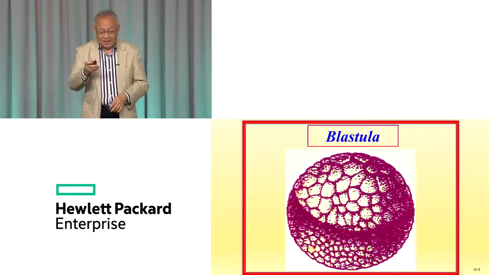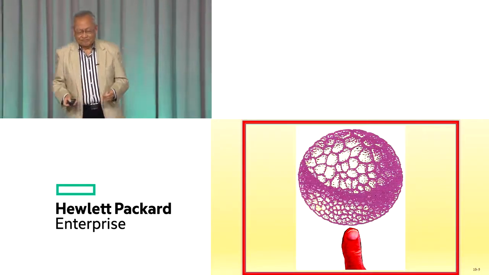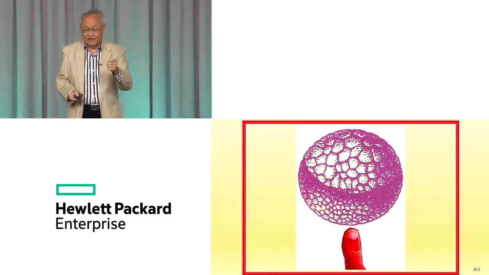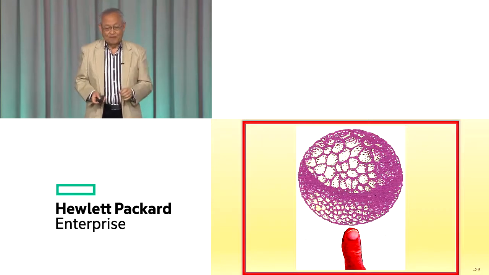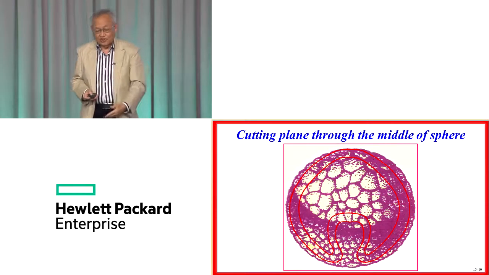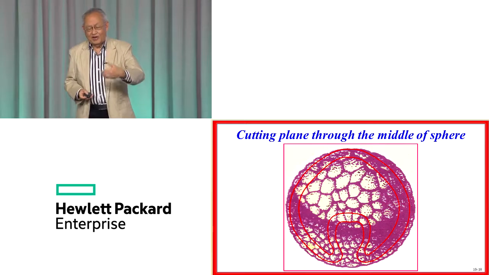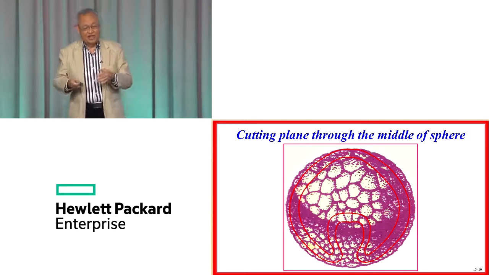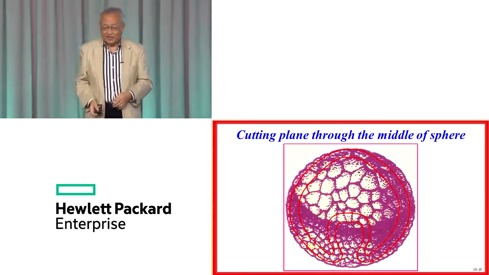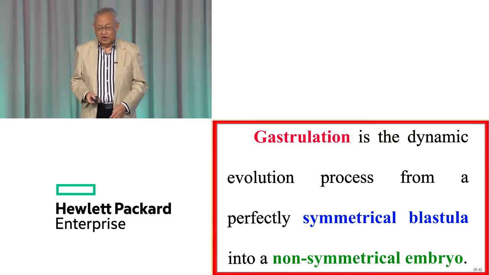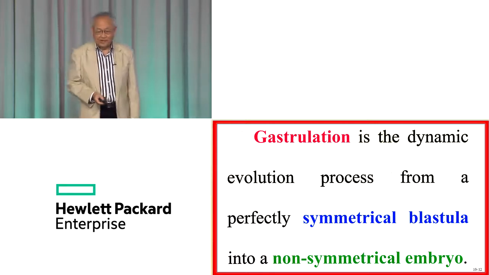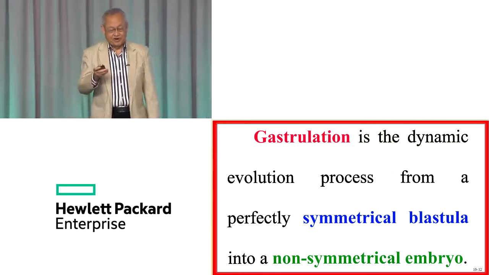And yet, as if there's an imaginary finger from God, sometime shortly after that, somebody will push it in and dent it in this cross section, and that's quickly followed by the intestine, the organ, the brain, and eventually an embryo, and then you and me. So we all came from this stage, and this is just one cross section of that. So gastrulation is a dynamic evolution process from a perfectly symmetrical blastula into a non-symmetrical embryo.